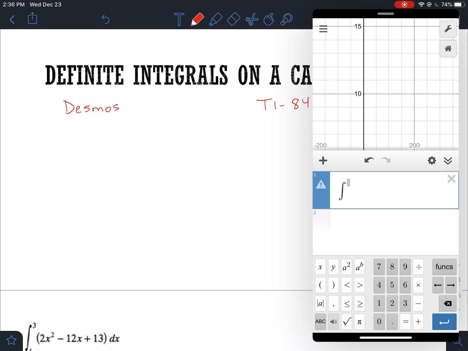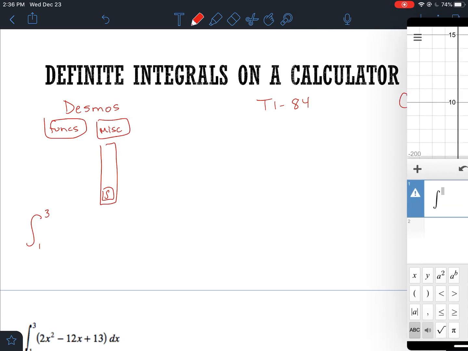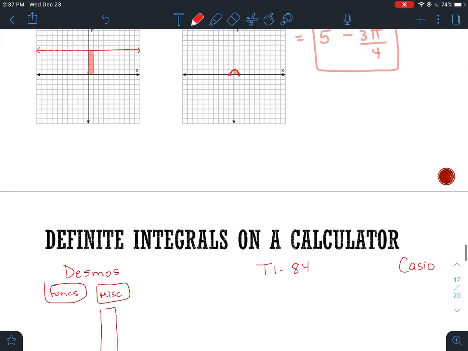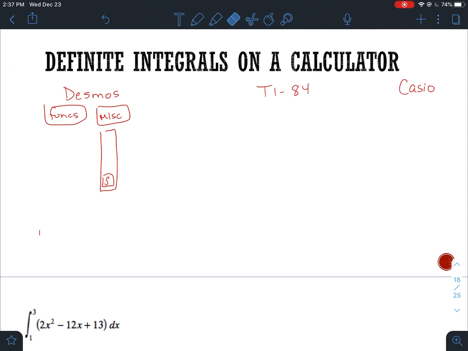So on Desmos, if you want to find a definite integral, you're going to do functions and then do miscellaneous. So the MISC, and then it's on the bottom left side, it's the little integral sign. And then you literally can type in what you want. So you do functions, and then do the miscellaneous, and then it's all the way down at the bottom, and it's the little integral sign.